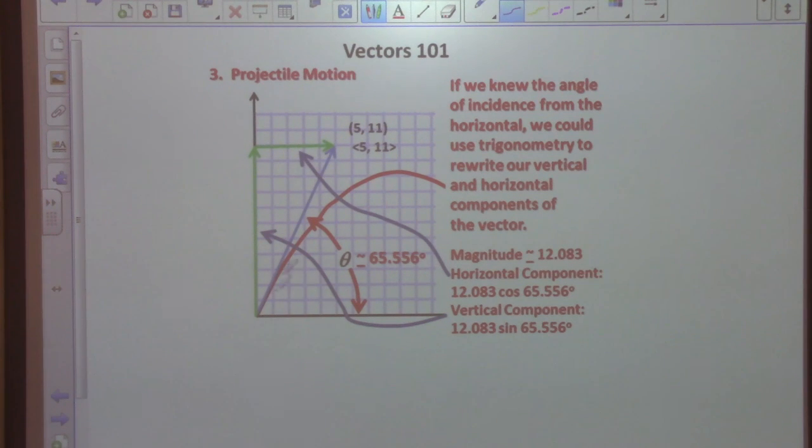So what we're going to do in this class, we're going to take different vectors and put them together. And also we're going to take vectors and decompose them into vertical and horizontal components. And really that's going to be most of what we do for these next couple weeks or so.